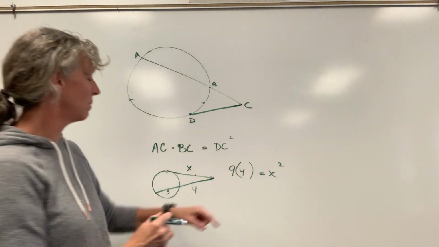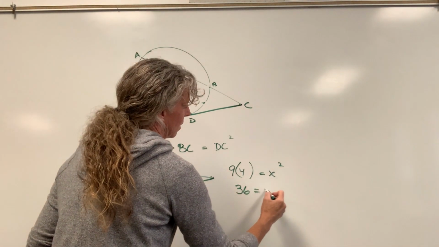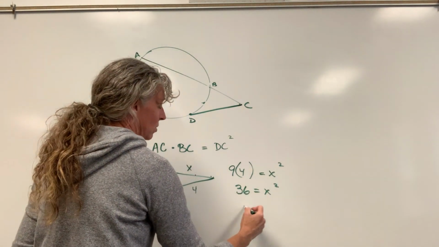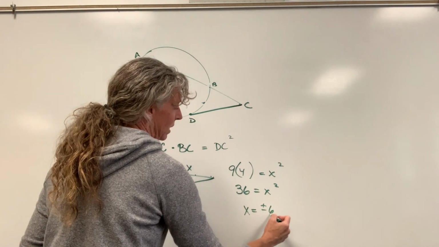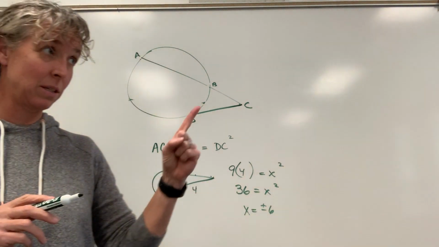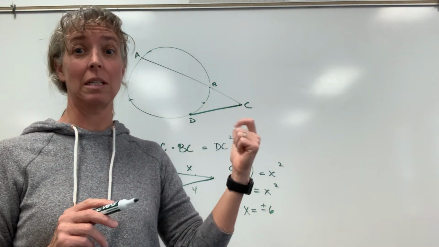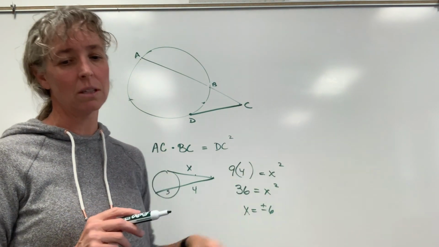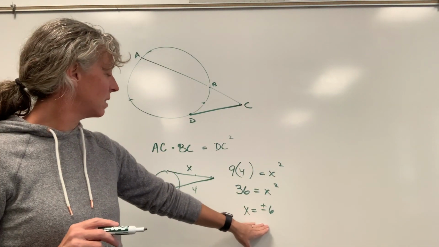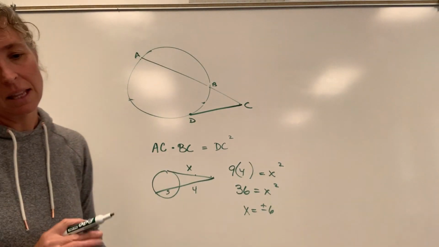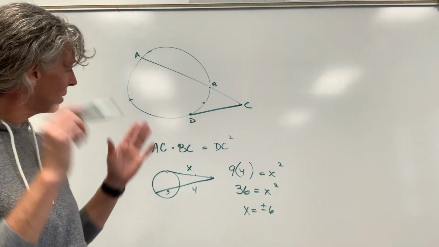All right, so what's 9 times 4? Okay, and to get rid of a square, we square root. So the square root of 36 is plus or minus 6, right? Because plus 6 times plus 6 is 36. Negative 6 times negative 6 is 36. Okay, so it's plus or minus 6 when I square root that guy. And they want to know just the value of x, so I'm done.